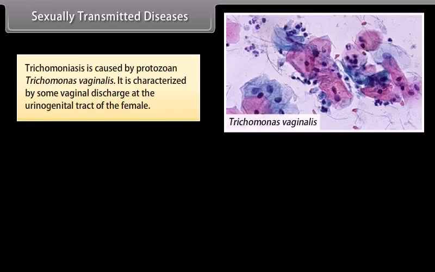Trichomoniasis is caused by the protozoan Trichomonas vaginalis. It is characterized by some vaginal discharge at the urinogenital tract of the female.